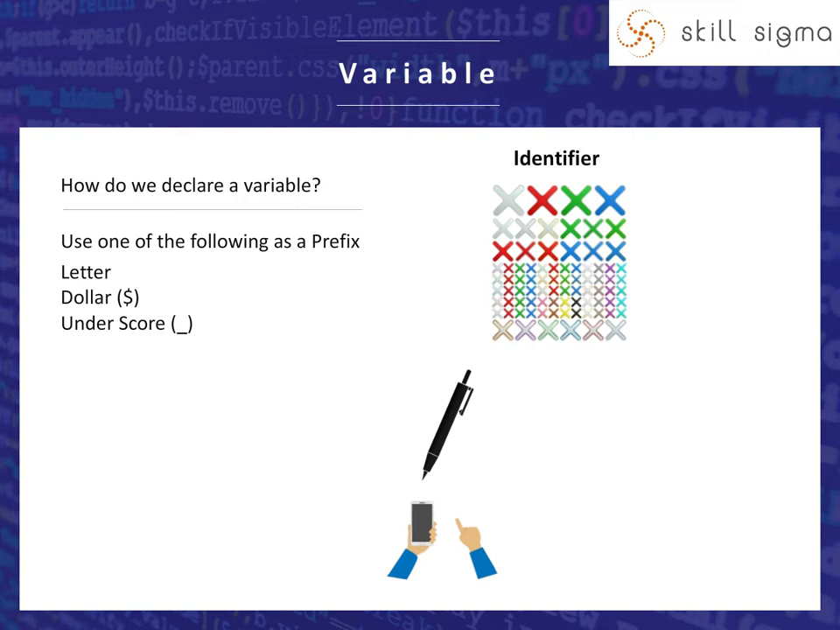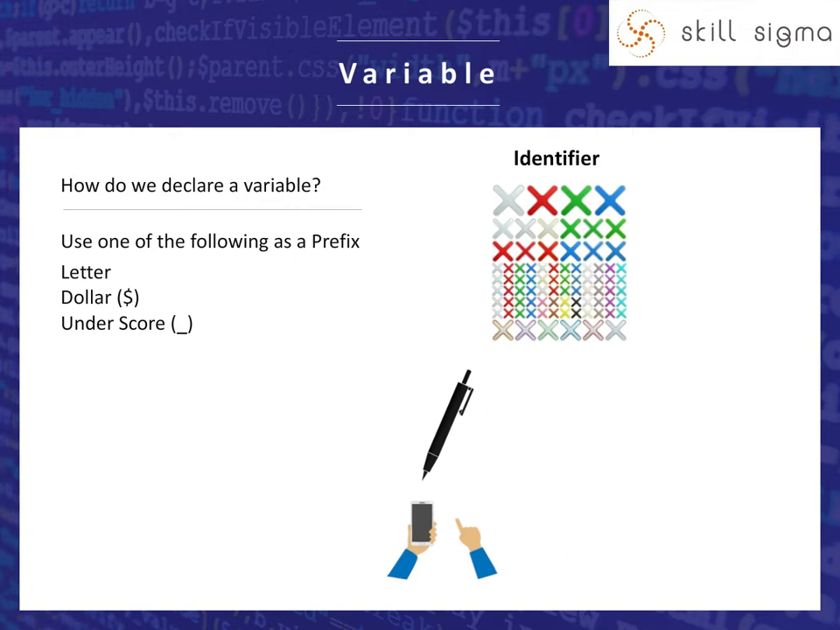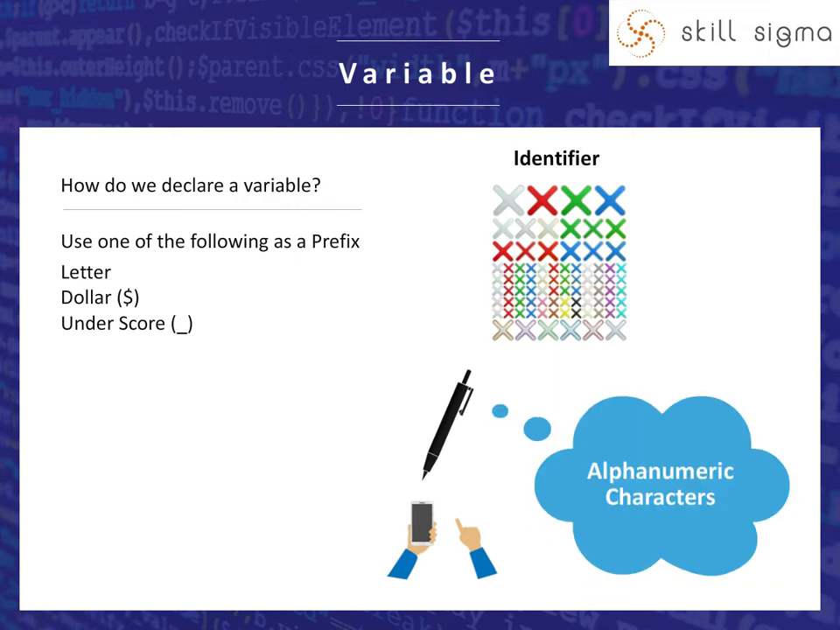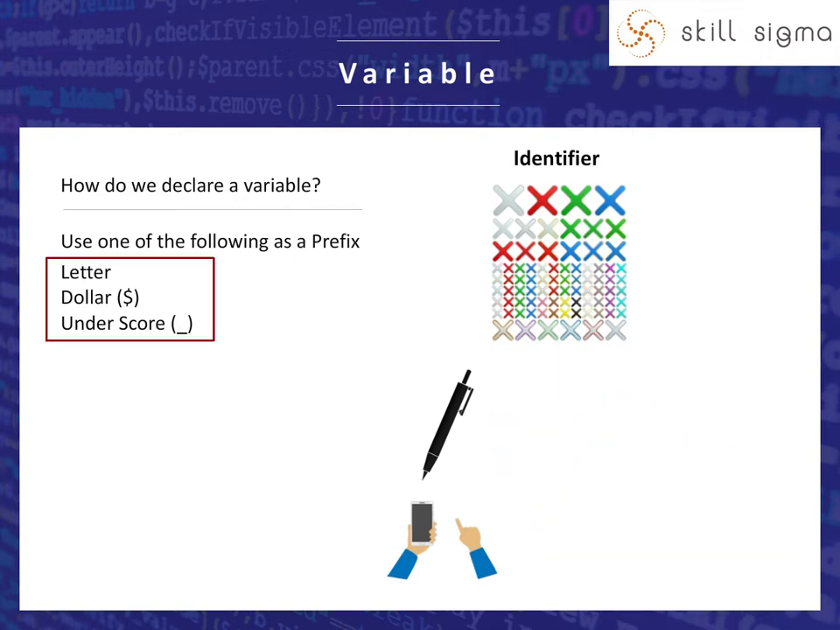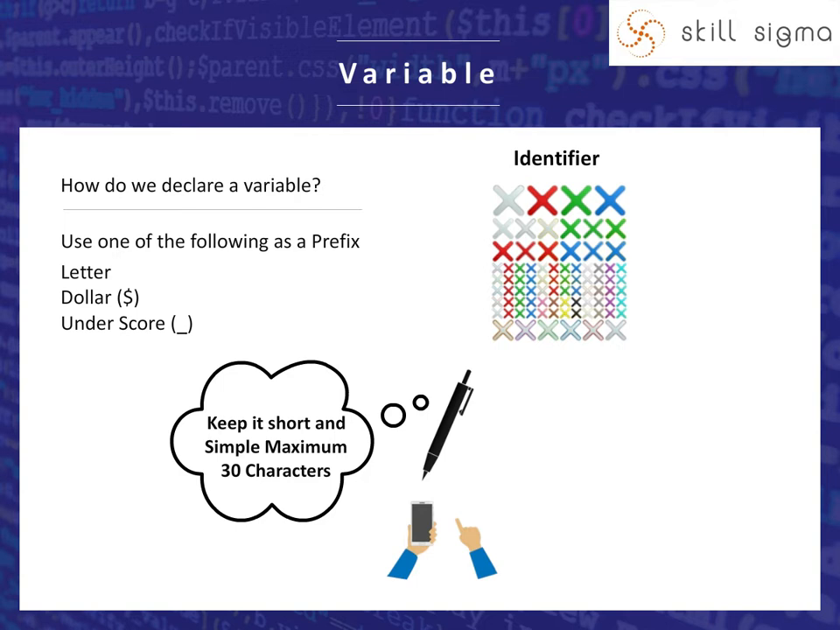Now, can I just write a pen or a mobile number and do away with it? Certainly not. There are some rules which we follow and we call them the naming conventions. The variable's name must be a relevant identifier. You use the variable name to refer to the data that the variable might contain. It should be a series of alphanumeric characters and can begin with a letter, or a dollar, or an underscore symbol. You should keep it short and simple. The length cannot exceed 30 characters.